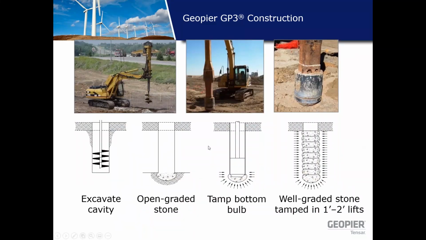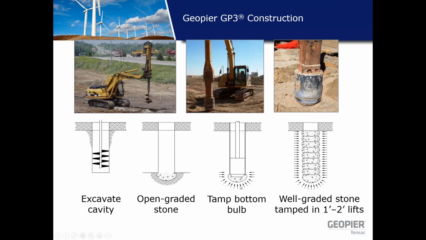So quick note on how they're constructed. It's really a simple process, to be honest. You start out and you go to your pier location, which is flagged in the field, and you excavate down to your design depth. And that design depth is determined by Geopier. You pour in some open graded stone and you tamp that stone in place.